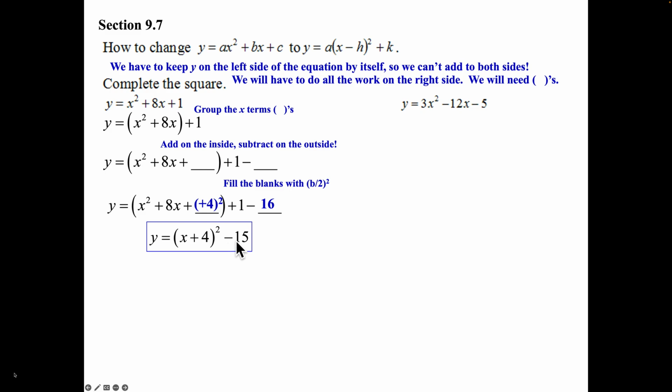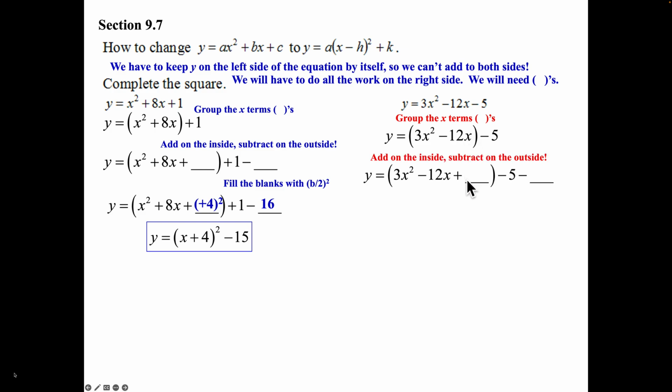Now, if we have a leading coefficient other than a 1, you can still complete the square, but I would double check to make sure that this a can divide evenly into the b. If that's not going to work, we have another technique that we'll look at in just a second. Again, rule of thumb: group the x terms together, put a plus blank on the inside and a minus blank on the outside.